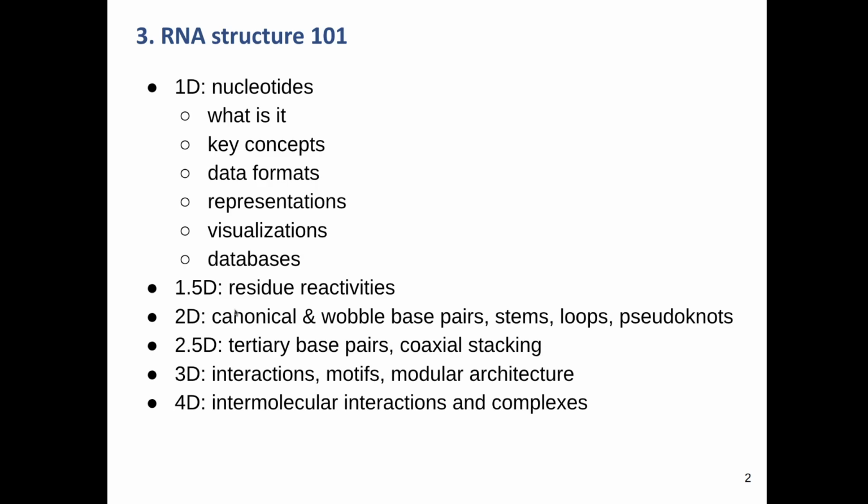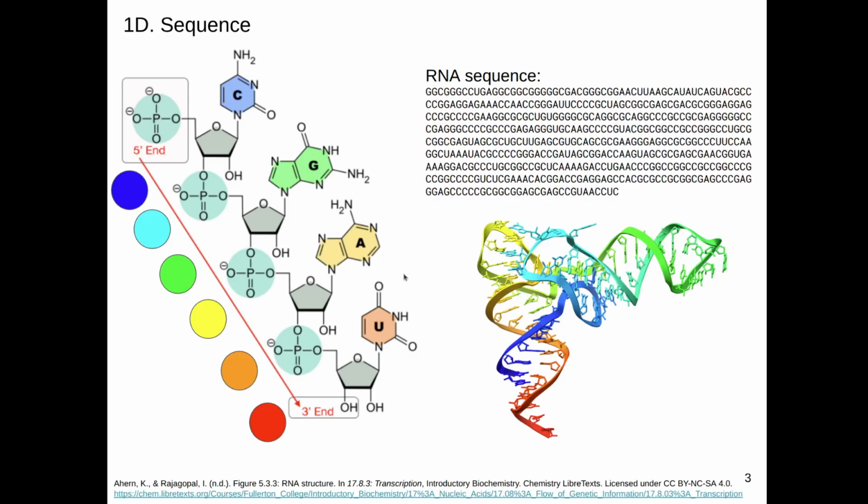Then we will talk about RNA secondary structure, some additional interactions on top of secondary structure, including tertiary base pairs and coaxial stacking, which is sometimes named as 2.5D. Then we will move to 3D structure and then some intermolecular interactions of RNA with other molecules. So we will start with RNA sequence.